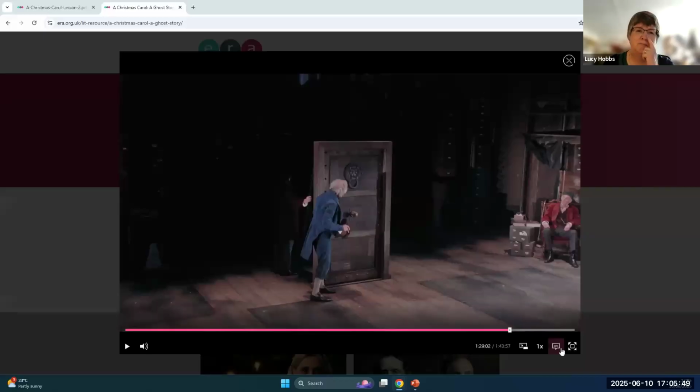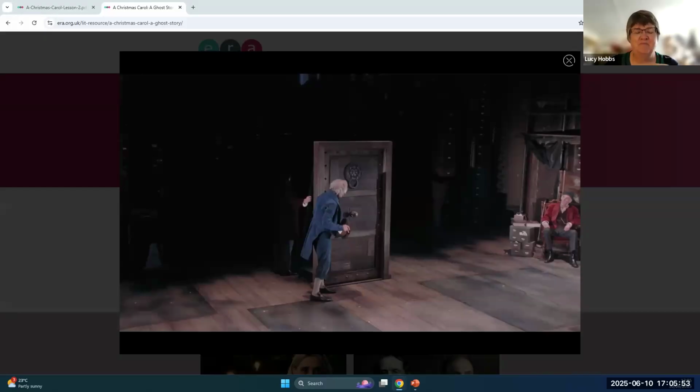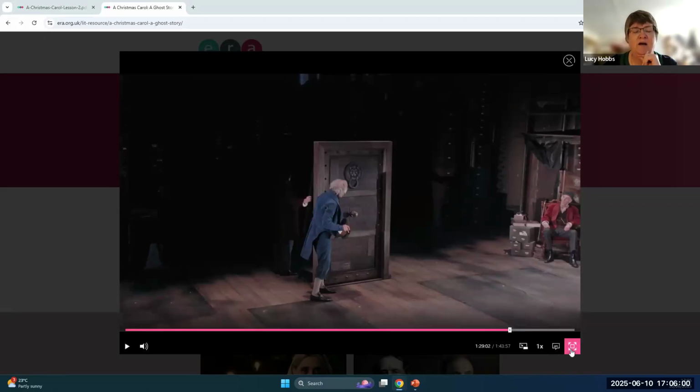Yes, it's the Mark Gatiss stage adaptation that I think has come back by popular demand. It's been on several tours, and this is at the point where Scrooge has met the Ghost of Christmas Present and has taken them to the Cratchits' house.